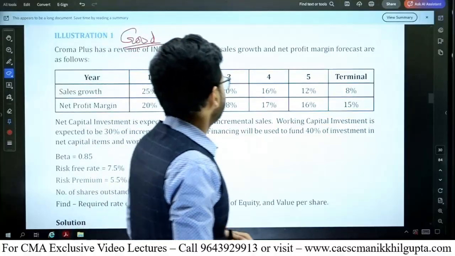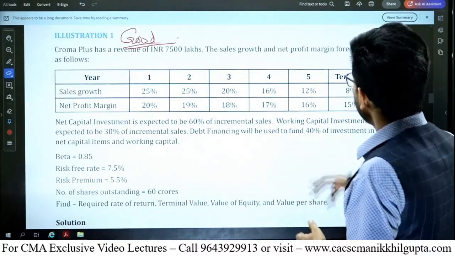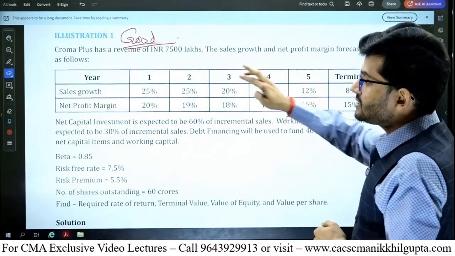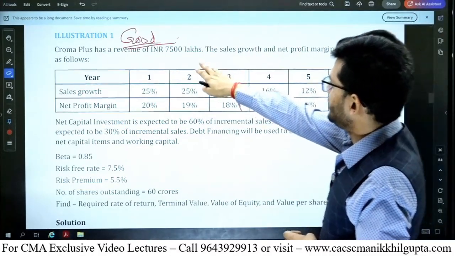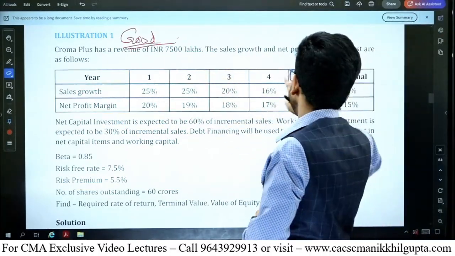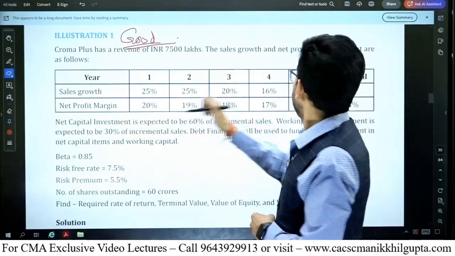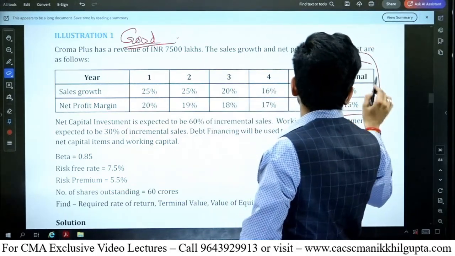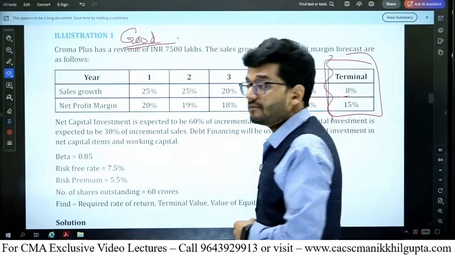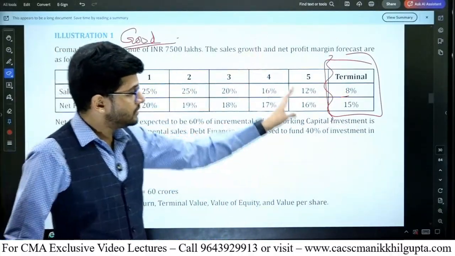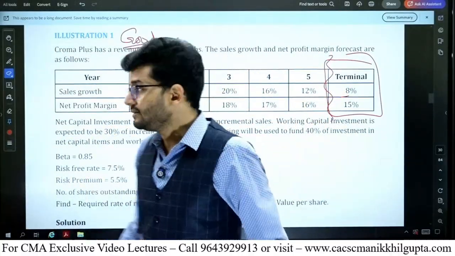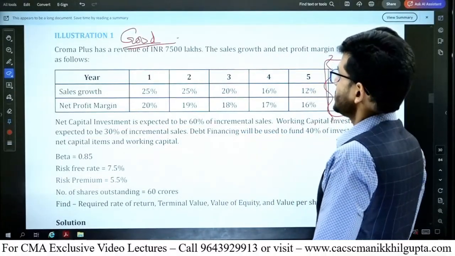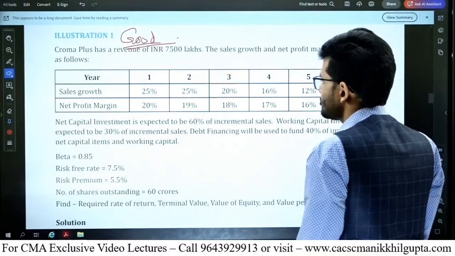Chroma Plus has a revenue of 7,500 lakhs. The sales growth and net profit margin forecasts are given to you. Sales will grow. This is the current revenue. Sales will grow 25%, 20%, this ratio of sales will go, and terminal growth rate is also given. Terminal means after 5th year, forever, for infinite years, 8% will be the growth rate. And after 6th year, the infinite growth rate is 15%, that is the terminal flow. So sales growth is given to you and net profit margin is also given to you.